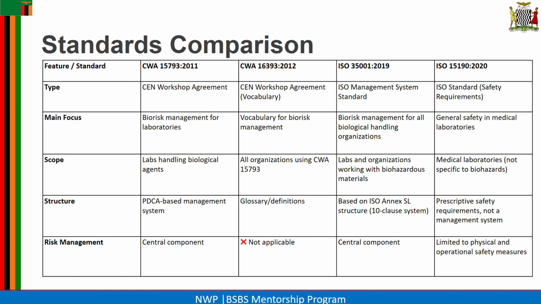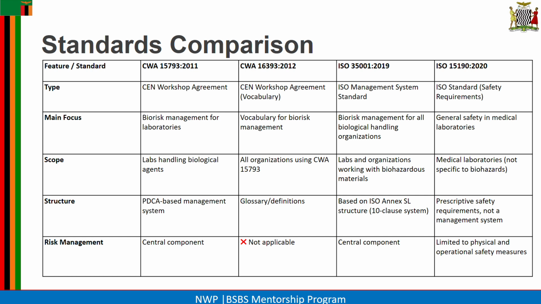But for 15190, it's mostly prescriptive safety requirements and not a management system. So it will tell you what you need to be safe, but it will not tell you what you need for a system that makes you safe. It's telling you you need to have a lab coat, a sink, proper flows, proper lighting, you need to do risk assessment, but it's not telling you to do it in a systematic way that will give you a continuous, safe working culture.